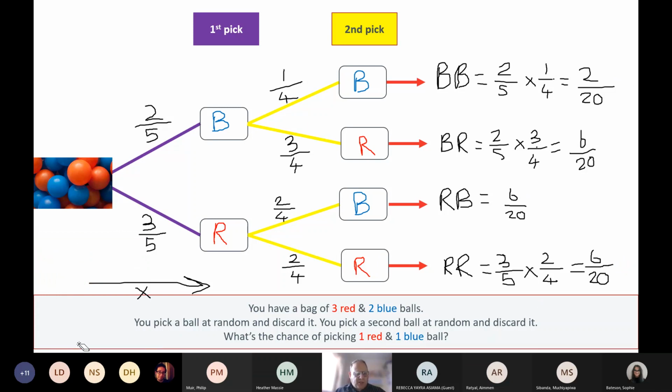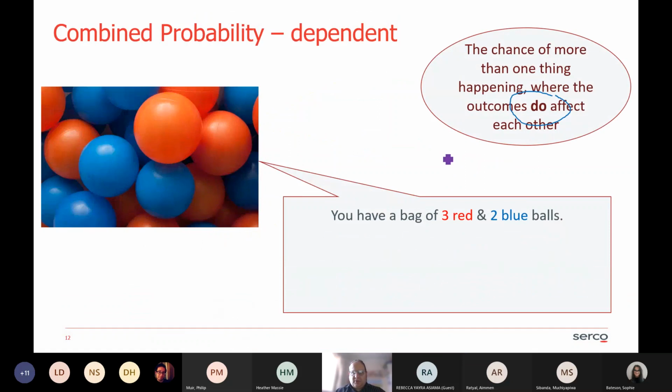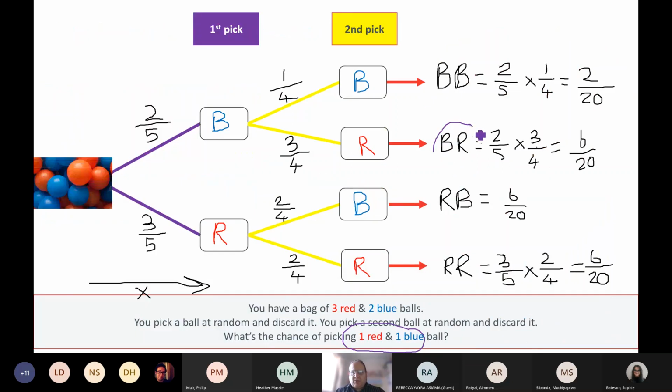And then if we go back to our question, the question at the bottom was, what's the chance of picking 1 red and 1 blue ball? As I hope you'll agree, this option picks me a blue and a red ball, and so does this. So my two probabilities, and I'll have to go to the top left here because I can't write it on there, my probability of blue then red is 6/20. My probability of red then blue is 6/20. And because I want both of them, I add them together.